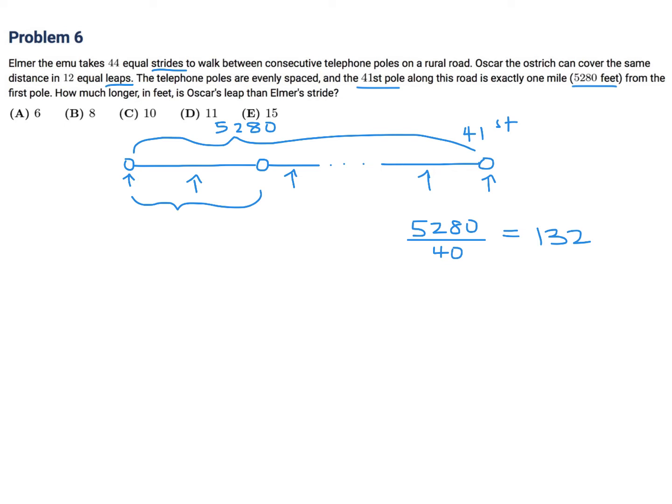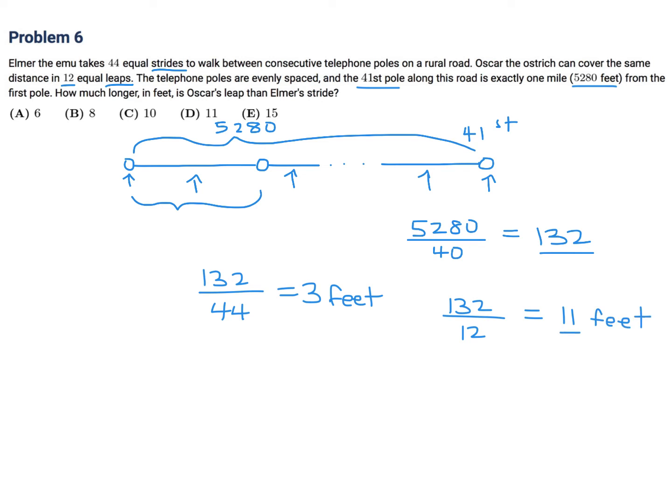So for Elmer, he covers 132 in 44 strides. So that gives me 3. What is the unit here? Well, we're using feet, so 3 feet. And then Oscar covers the 132 in 12 leaps. So 132 divided by 12 is 11, so 11 feet. So how much longer is Oscar's leap than Elmer's stride? Well, 11 compared to 3 is a difference of 8. So number 6, the answer is B.